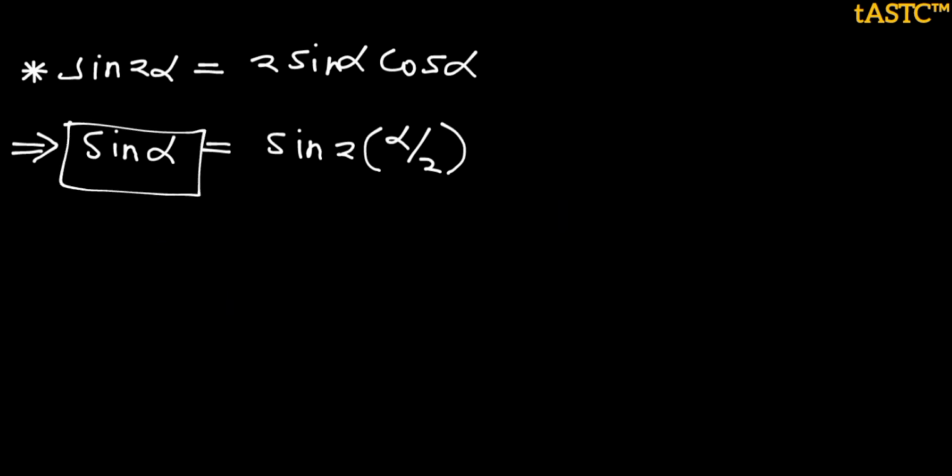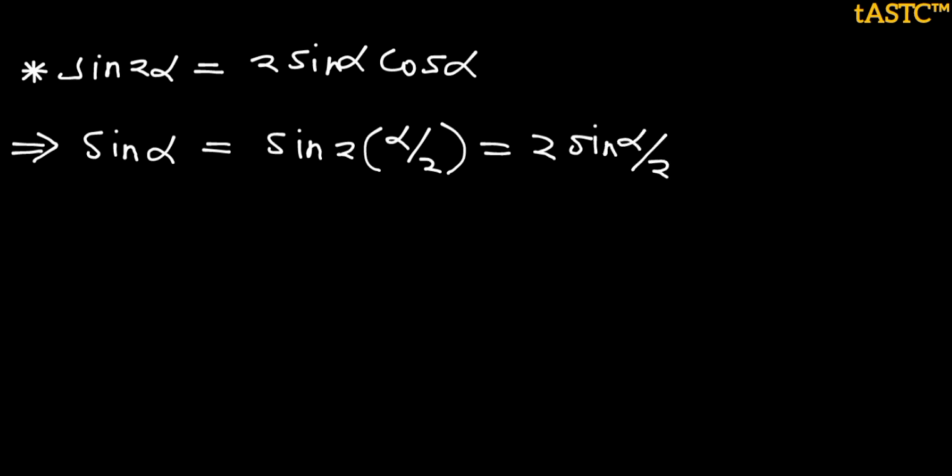So this is correct. Now we're going to use this form to find out how this is going to look. So this will be 2 sine alpha divided by 2 cos alpha divided by 2. This is going to be the first one.